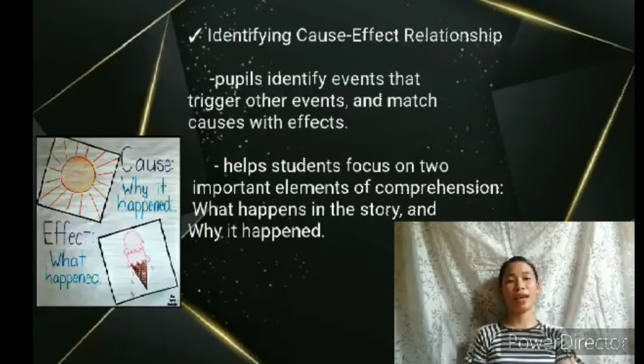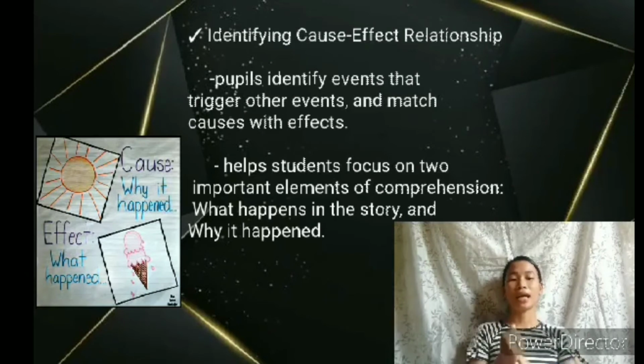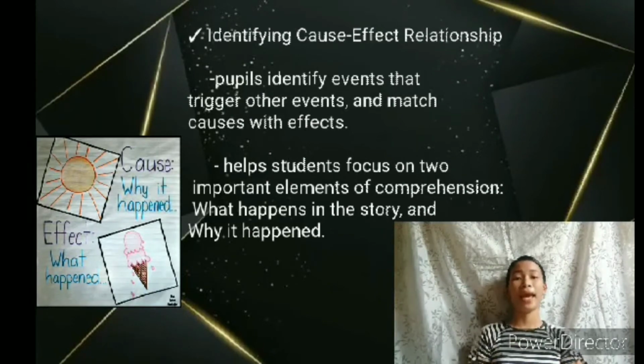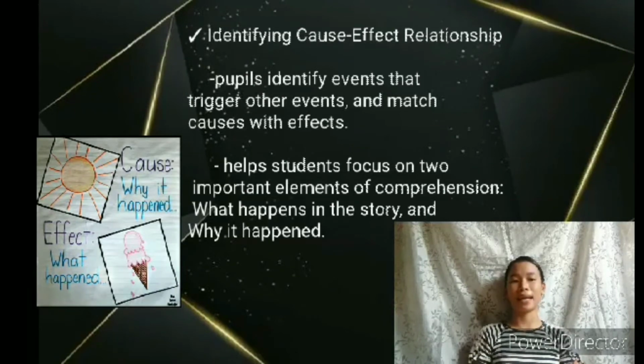Next, we have identifying cause and effect relationship. Pupils identify events that trigger other events and match cause with effects. Identifying cause and effect relationship helps students focus on two important elements of comprehension: what happens in the story and why it happened. This is a common activity in language classes and history classes.